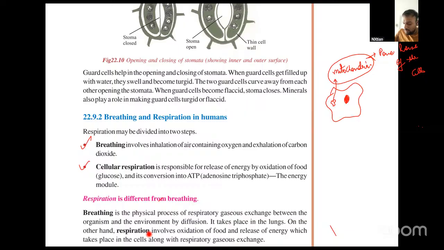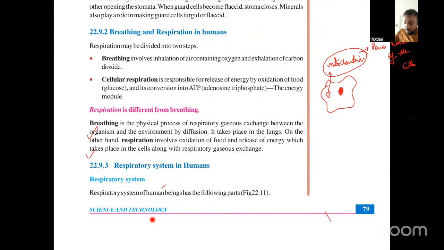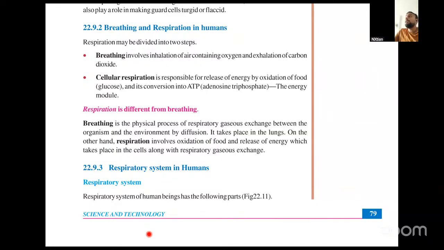Okay. So now, what is the difference between breathing and respiration? I told you, breathing is a part of respiration. For example, if breathing is not there, the oxygen will not reach the cells. If oxygen does not reach them, the glucose will not break down and the energy will not form. So everything is essential. Breathing is a physical process of respiratory gases exchange between the organism and the environment by diffusion.